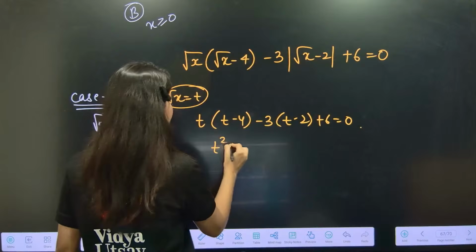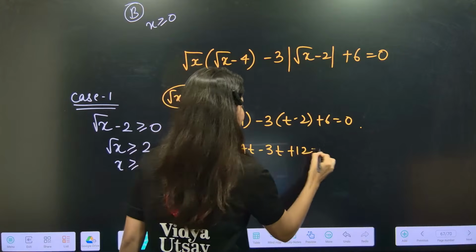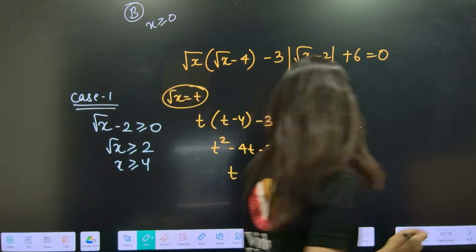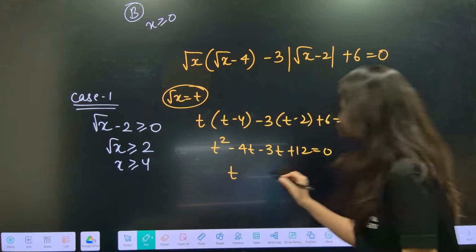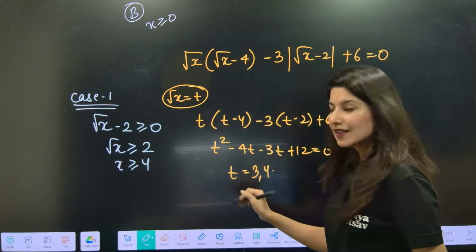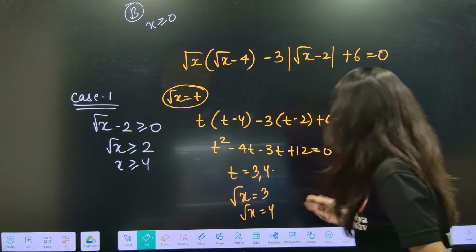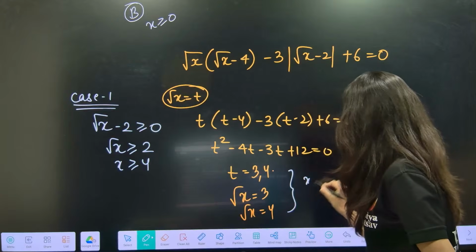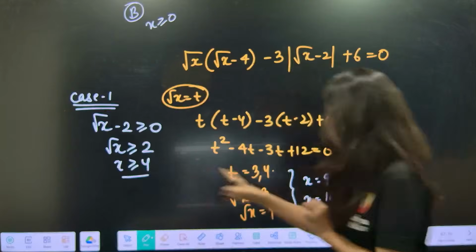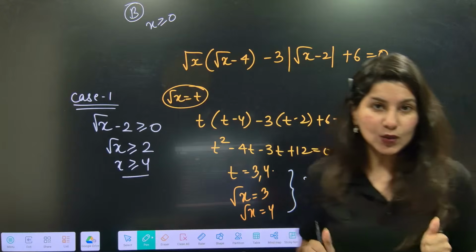Let's solve it. This is a quadratic. T square minus 4t minus 3t, this is plus 12 is equals to 0. So t, now see, 12 is what? 3 4s are 12, right? So yes, t is equals to 3 comma 4. So t is root x, correct? So root x is coming out as 3. Root x is coming out as 4. So from here, what you're going to get is x is equals to 9 and x is equals to 16. So from here, can you see x is greater than 4? Yes, ma'am. So case 1 is giving me 2 solutions. Are you here, my dear students?